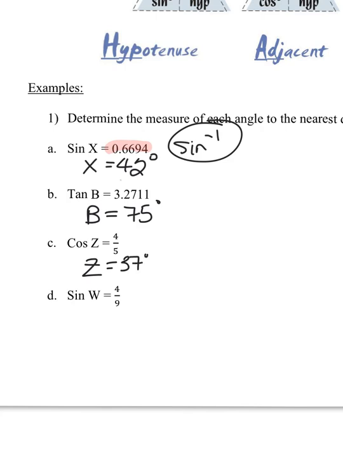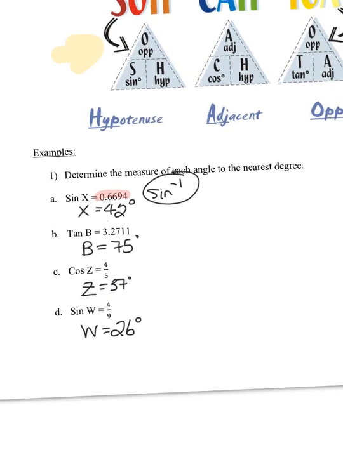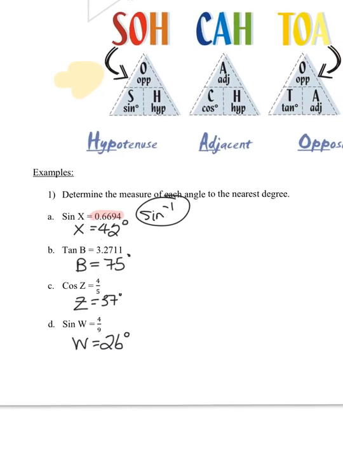Okay, last one here, we have W equals, and same thing. We're going to go 4 divided by 9, and then second and sine. So I get 26.3, and rounded to the nearest degree is 26 degrees. Okay, so that's what we should have there when you're practicing on your calculator. So check that you can do that before moving on with the video.